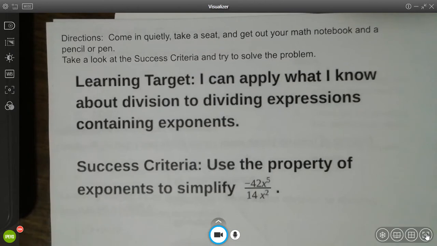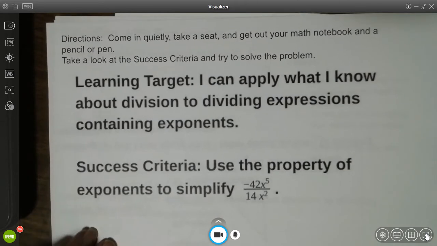It involves dividing exponents. So our learning target says I can apply what I know about division to dividing expressions containing exponents. And we'll see problems like you see in the success criteria. Negative 42x to the fifth divided by 14x to the second. Let's learn how to do that, and we'll answer that one at the end.